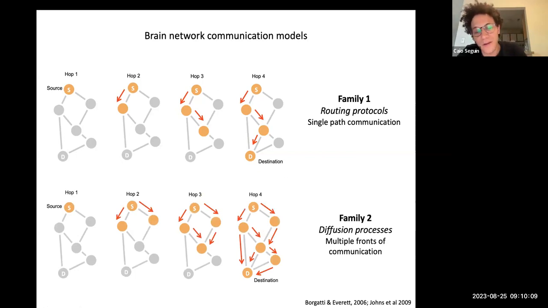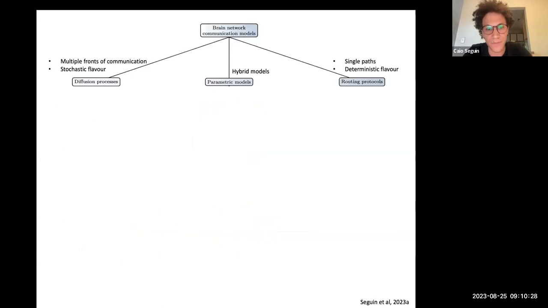But you can also think about it as a diffusive process. If you start at a source, rather than sending it down a selective path, you just diffuse this information around. So it propagates via multiple fronts until it reaches a certain destination. So you have routing protocols and diffusion processes.